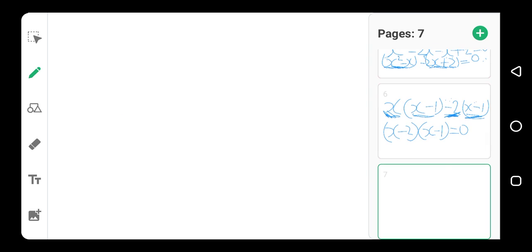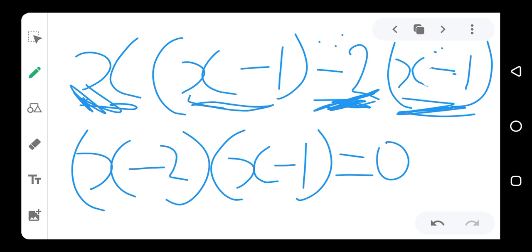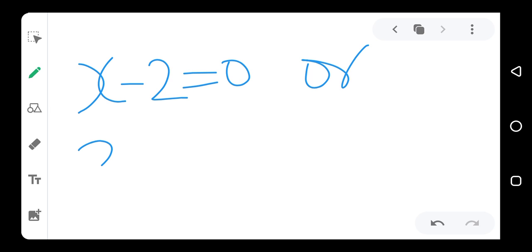Now we find the value of x by saying that it is either x minus 2 is equal to 0 or x minus 1 is equal to 0. So we have either x minus 2 is equal to 0, or x minus 1 is equal to 0. Now if we take that x minus 2 is equal to 0.